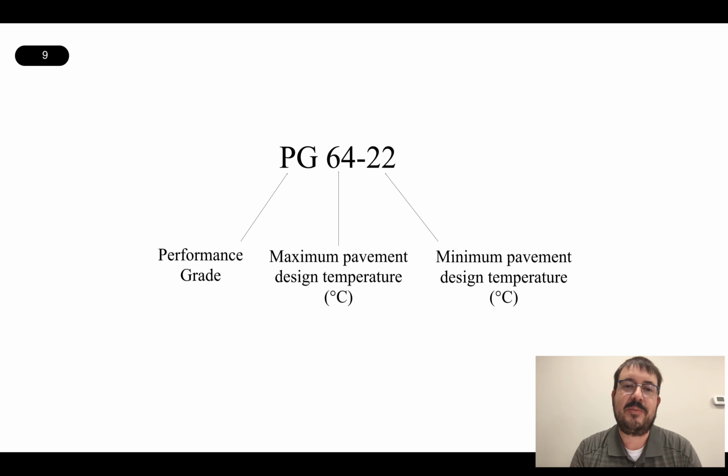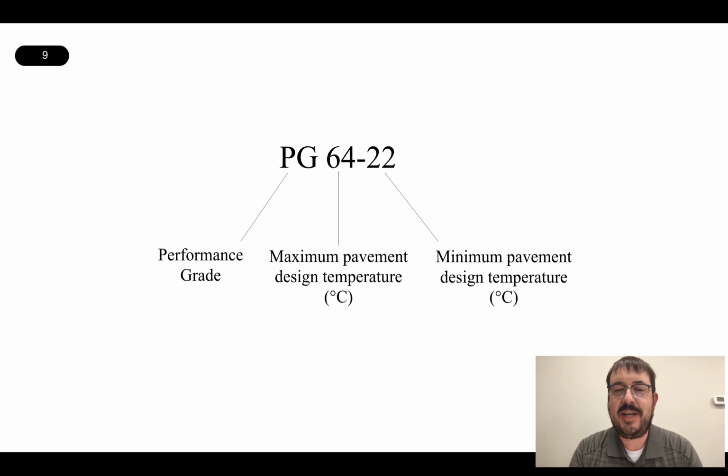The higher the number at the beginning, the stiffer the asphalt is. The second number, in this example minus 22, represents the minimum pavement design temperature. It's important that even at low temperatures, the asphalt binder has the ability to relax and contract. If the binder does not have sufficient low temperature properties, the pavement may exhibit low temperature cracking, which will result in a distress in the pavement.